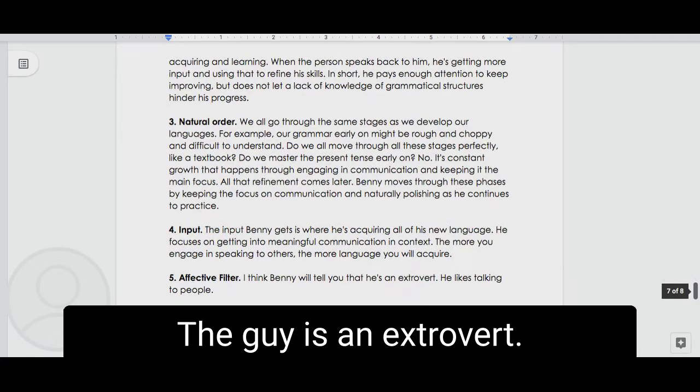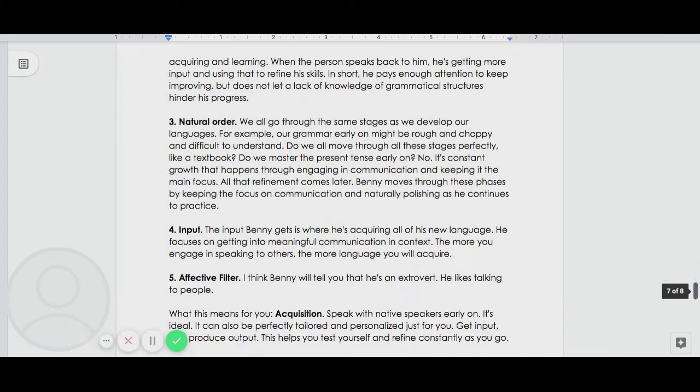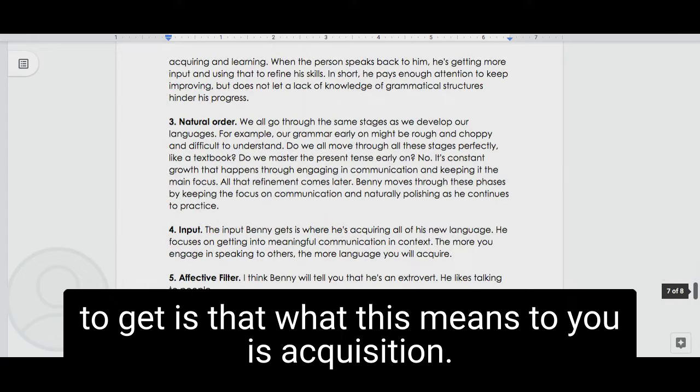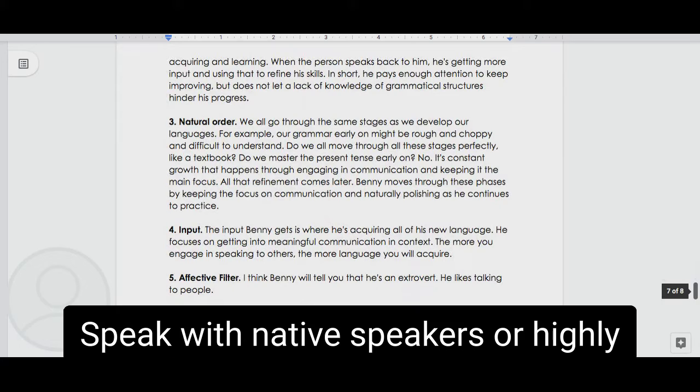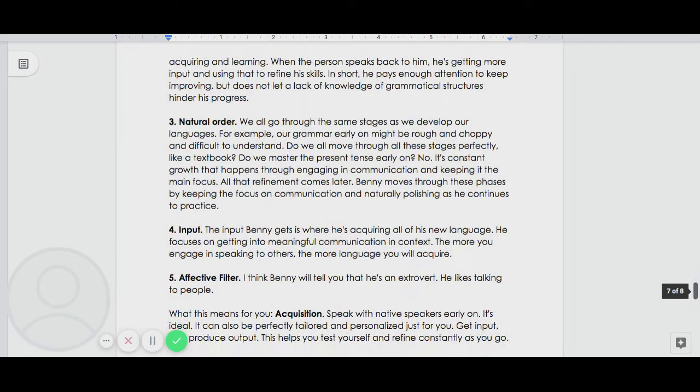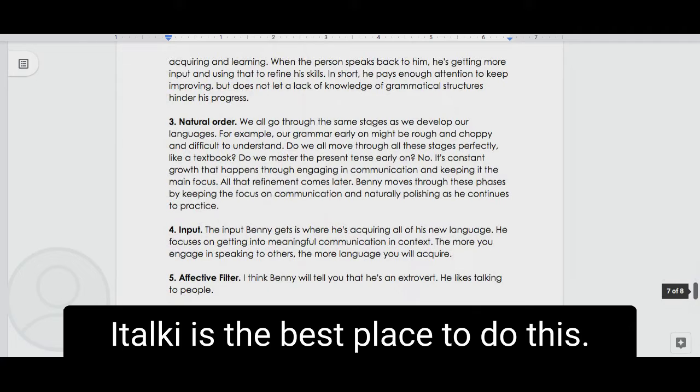Effective filter. The guy's an extrovert. He likes talking to people. And so the big takeaway that I would really like for you to get is that what this means to you is acquisition. Speak with native speakers or highly competent non-native speakers early on. italki is the best place to do this.